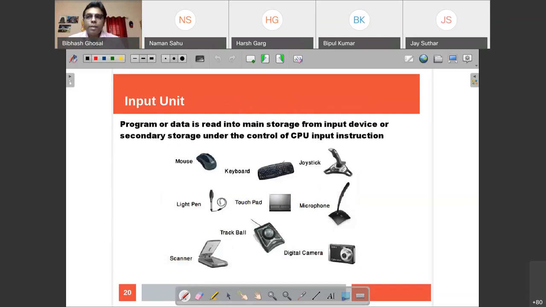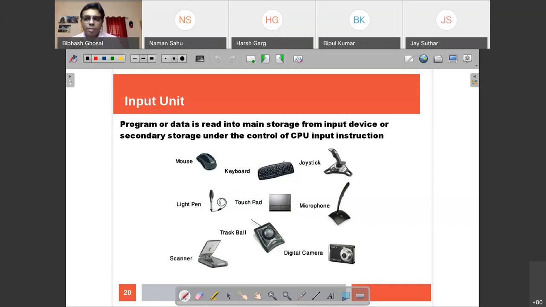Well, so we discussed CPU, we discussed memories. Now, how do we get the data from the external world? It is obtained through input units. The input unit is the one that provides the program and the data, and that is what is read into the main storage. So the input device gives you data that goes and is stored in the storage elements. We have a number of such devices: mouse, keyboard, joystick, microphone.